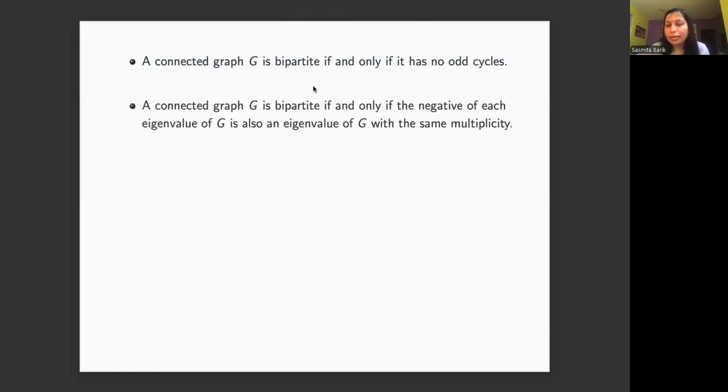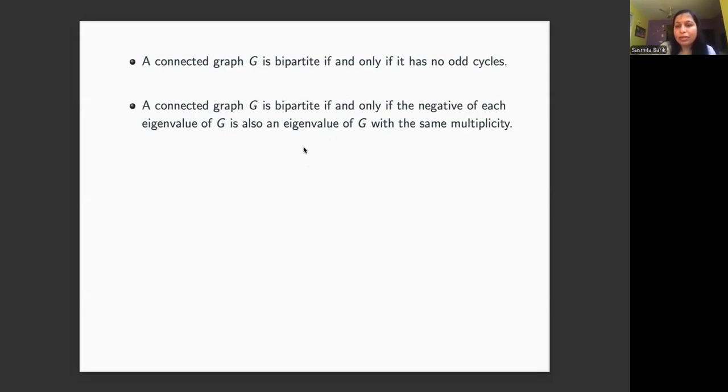But there is this nice result that is known as the spectral characterization of bipartite graphs. Looking at the eigenvalues, you can say whether the graph is bipartite or not. A graph will be bipartite if and only if the negative of each eigenvalue is also an eigenvalue with the same multiplicity. Okay, I think Rajesh sir has proved this already. So if the spectrum is symmetric about the origin, then the graph must be bipartite. This is an if and only if condition, known as the spectral characterization of bipartite graphs.